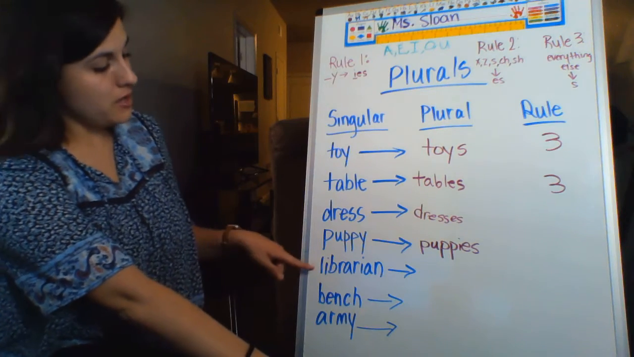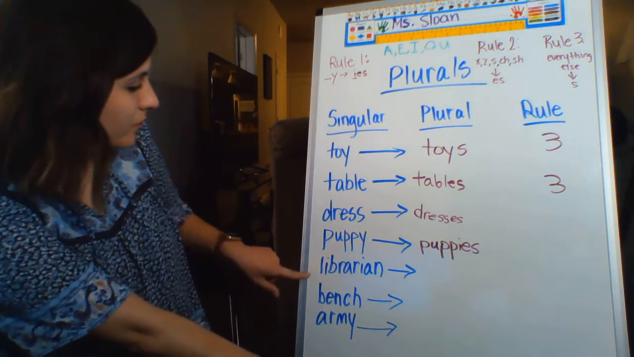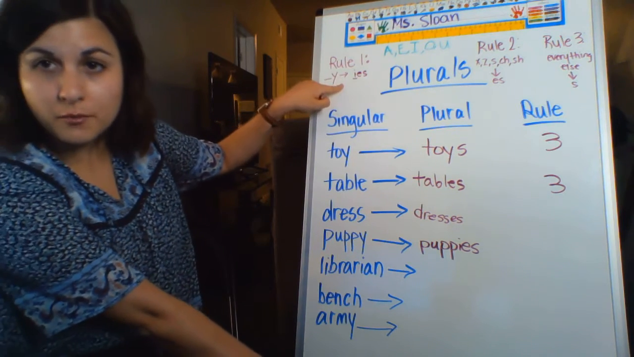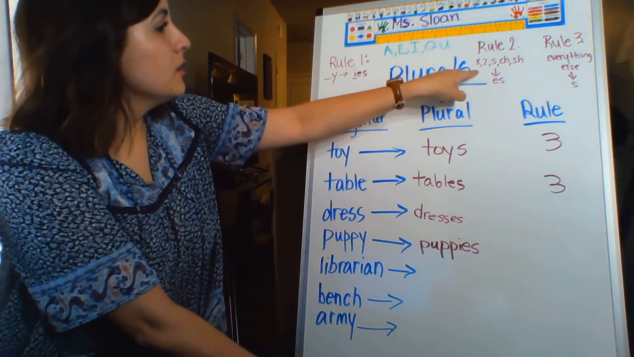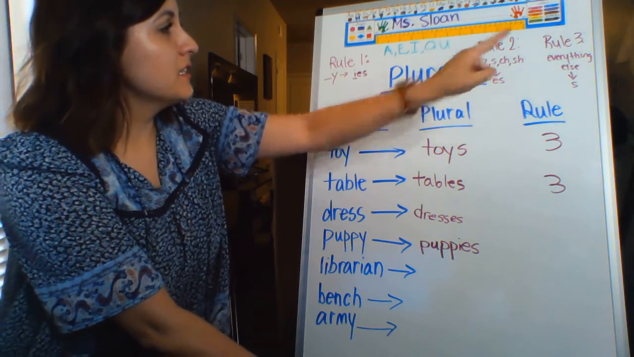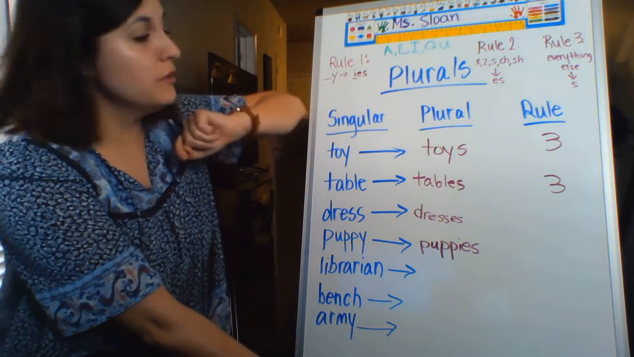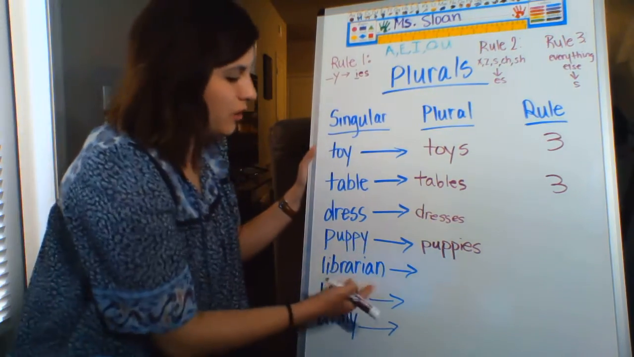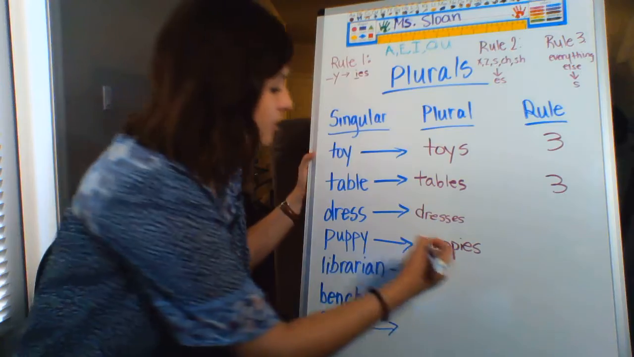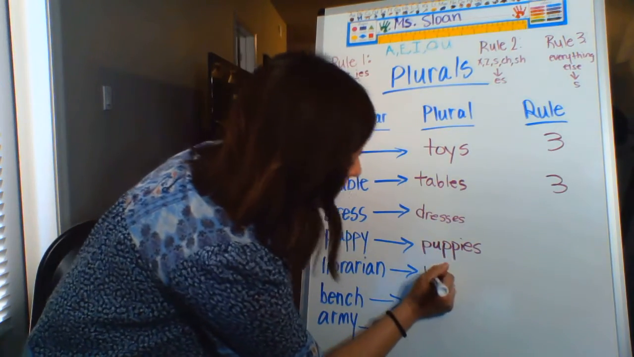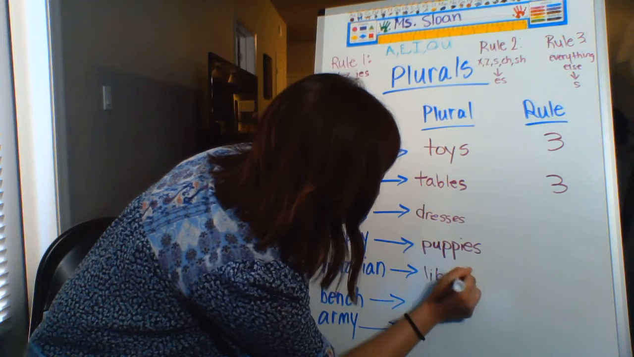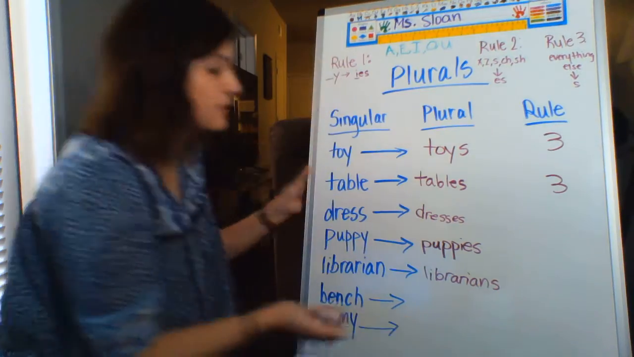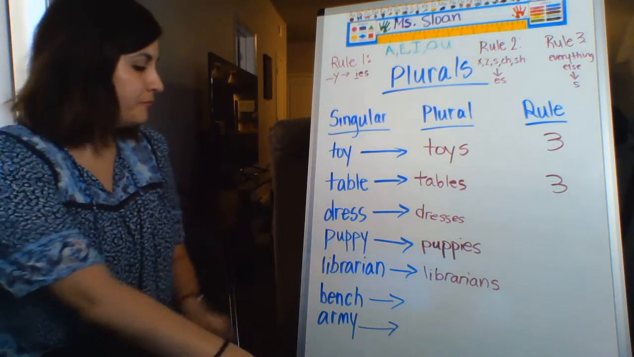Let's look at our next word. Librarian. Librarian ends with an N, so we know it doesn't apply to rule number 1. It doesn't end in an X, Z, S, CH, or SH, so we don't do rule number 2, which means it's everything else, and it ends in an S. So all we're going to do is add an S to the end of our word. So librarian becomes librarians. You just add an S.